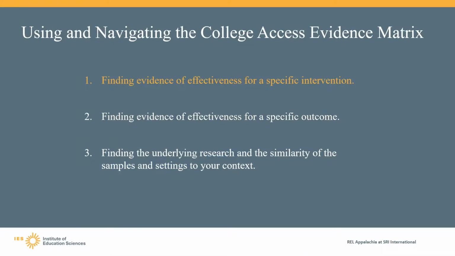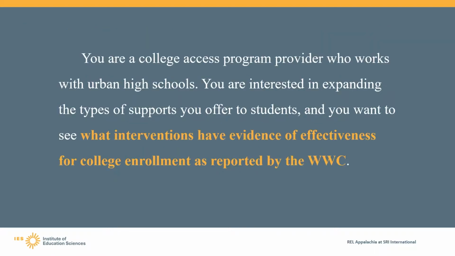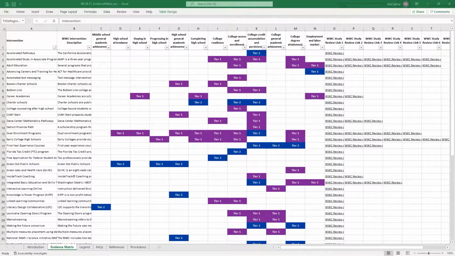Next, we will show you how to find evidence for a specific outcome of interest. Suppose you are a college access program provider who works with urban high schools. You're interested in expanding the types of supports you offer to students, and you want to see what interventions have evidence of effectiveness for college enrollment. The matrix is here to help. First, you want to locate the column that describes the WWC outcome domain that is likely to contain the outcome you are interested in improving.